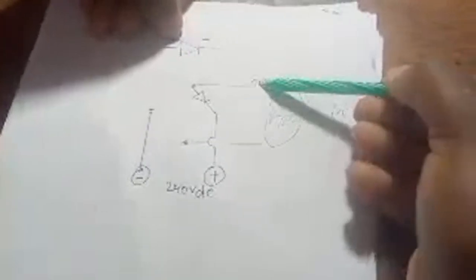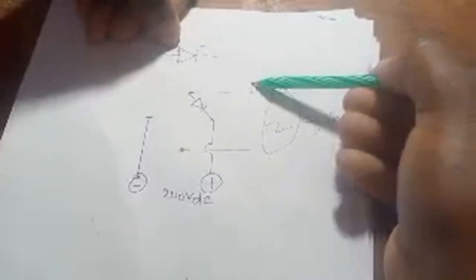When one side is positive, the other side is negative. When the other side is negative, the other side is positive. That's why we normally call it AC, alternating current.